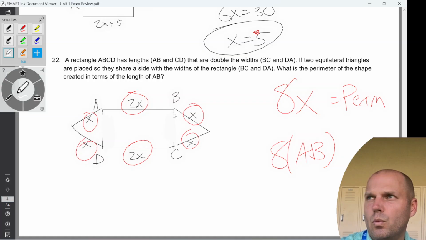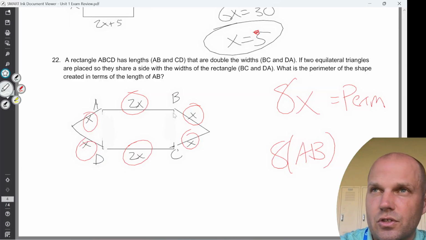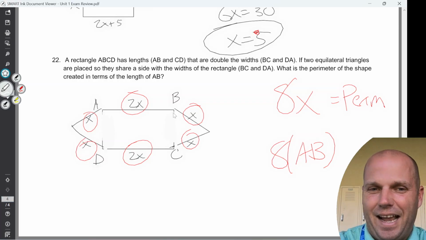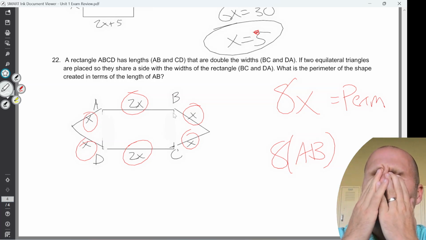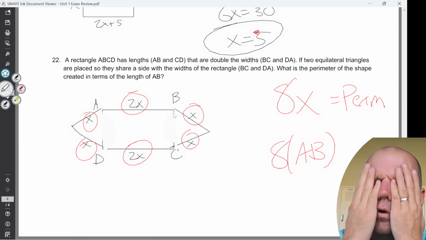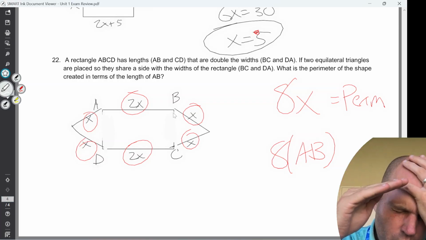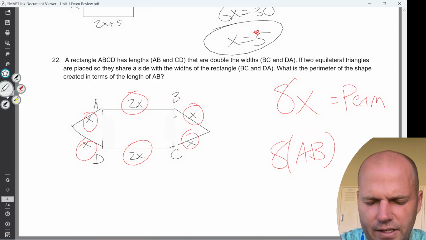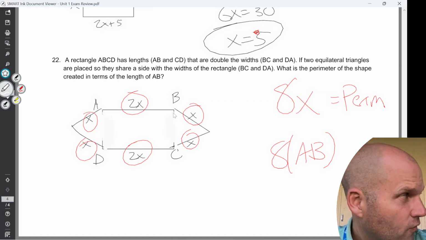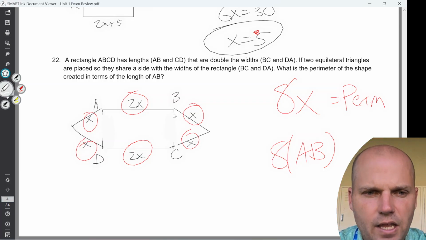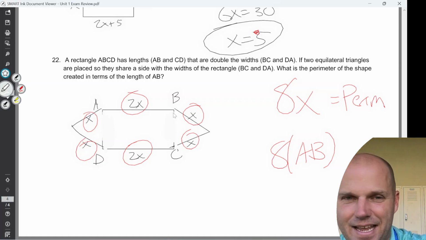So I've got the two lengths are 2X, and then I have the equilateral triangles, two lengths each, which are both X, because they're the same as the width. Sorry. I have the doubling of the widths, which are the lengths. The lengths are each 2X. And then I have two side lengths of two equilateral triangles, each length X, for a total of 4 X's from the triangles and 4 X's from the lengths of the rectangle. 8 X's or 8 ABs.